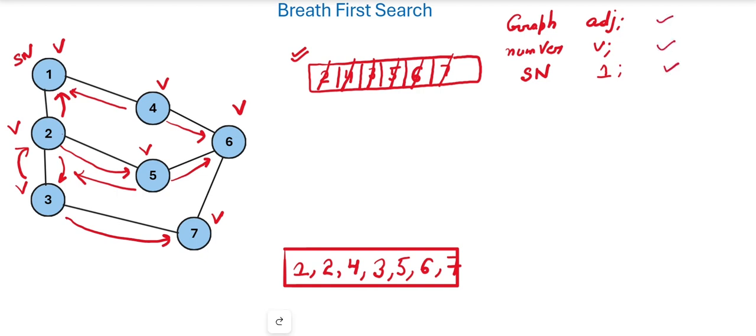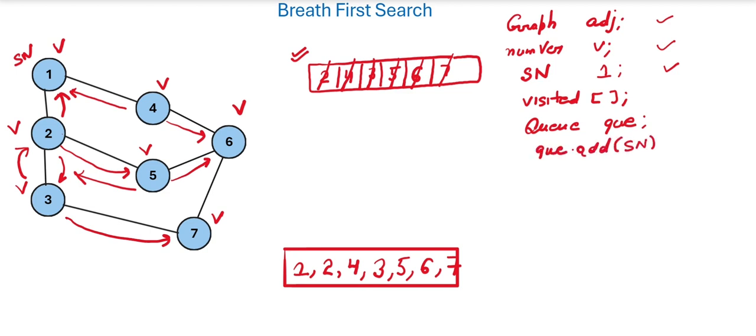Now we have the graph, number of vertices and starting node. Here we need a visited array to keep track of visited nodes. This can be of boolean or integer type; here let's take it as boolean. We also need a queue, as I already explained. First we will insert our starting node in this queue and mark it as visited.